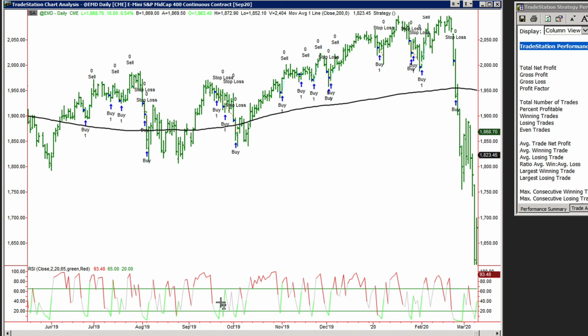Down here I have the RSI indicator, so you can see when it goes down into the green area, that's when we're going to start making buys. Got some more buys here. And then exiting when it rises above 65. So you can see the type of activity. We can zoom in on that.